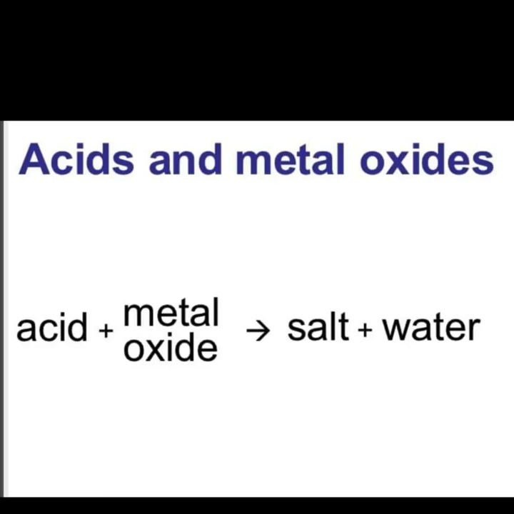What are the products formed, children? Salt and water. When non-metallic oxides react with bases, what are the products formed, children? Non-metallic oxides are acidic in nature. When these non-metallic oxides react with bases, salt and water are produced. When metallic oxides react with acid, salt and water are produced. When non-metallic oxides react with bases, salt and water are produced.